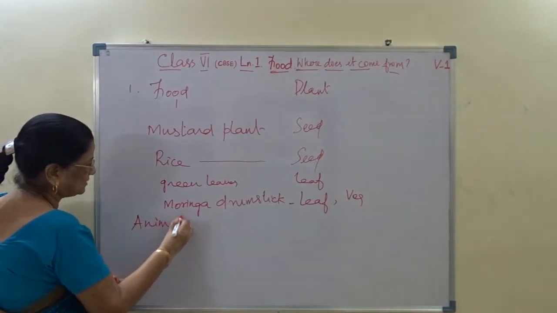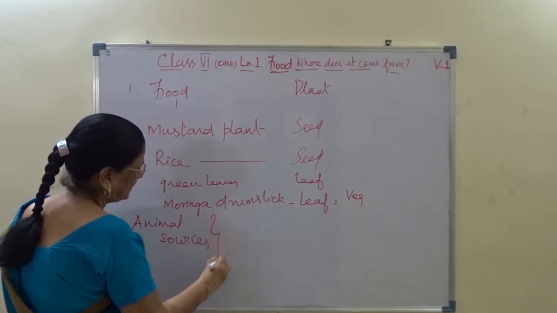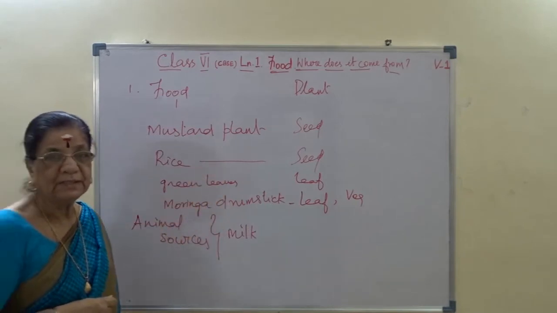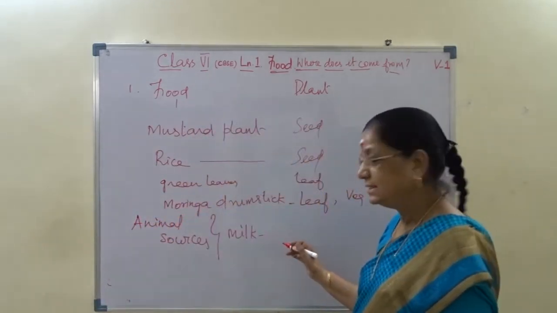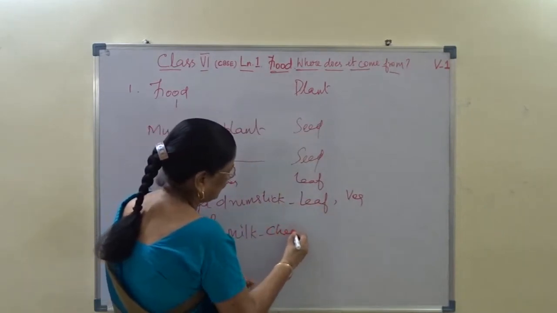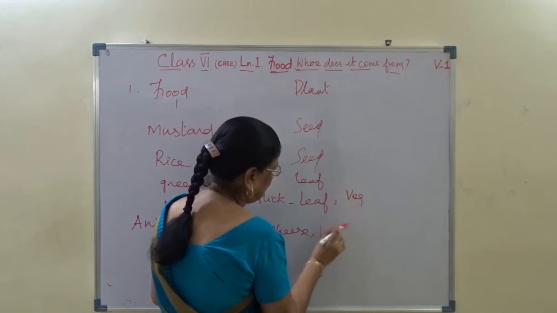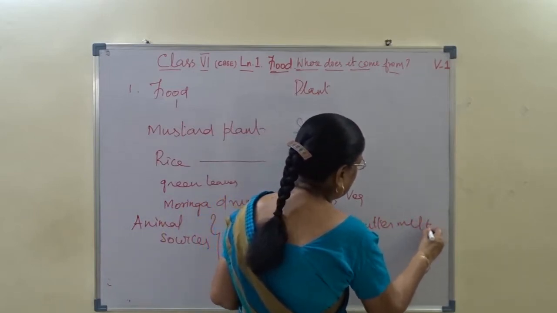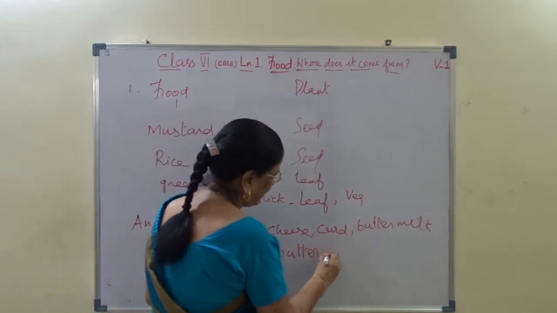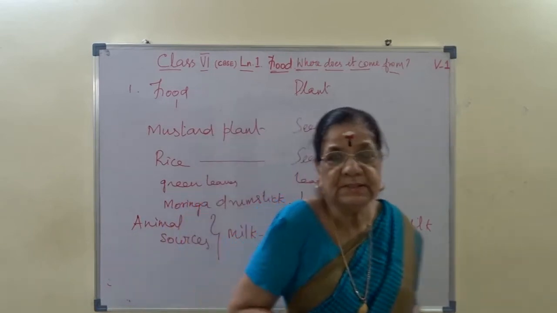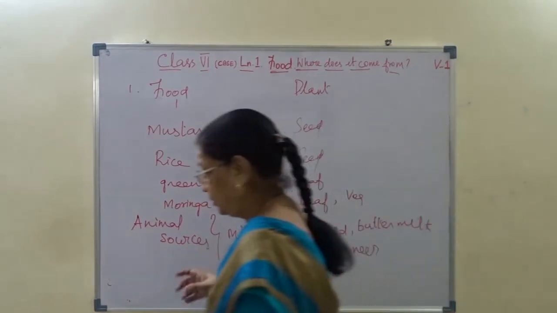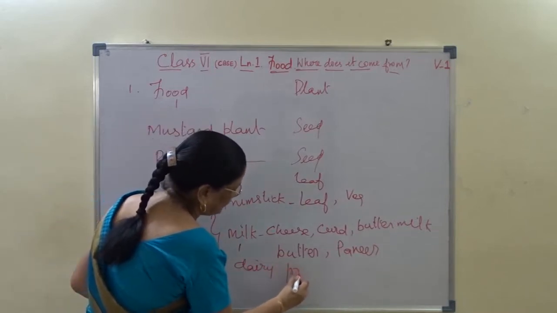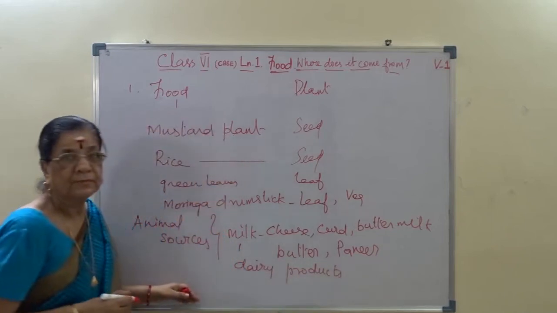In the same way, in animal sources, milk. Milk is from the cow, an animal source. What products are there from milk? Milk as such, then cheese, then butter, curd, sorry, curd, butter milk, butter, paneer. These are all milk products, so all products concerned with milk and milk products are called dairy products. Note the spelling. They are called dairy products. I hope you understand this.